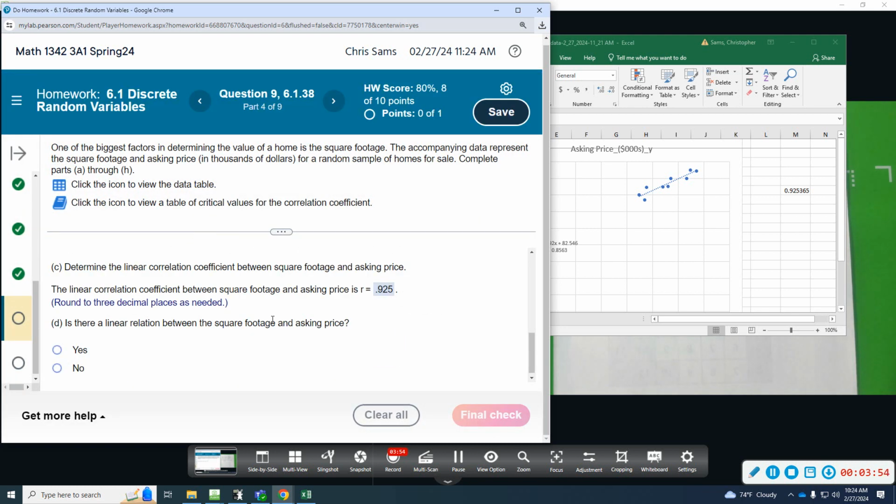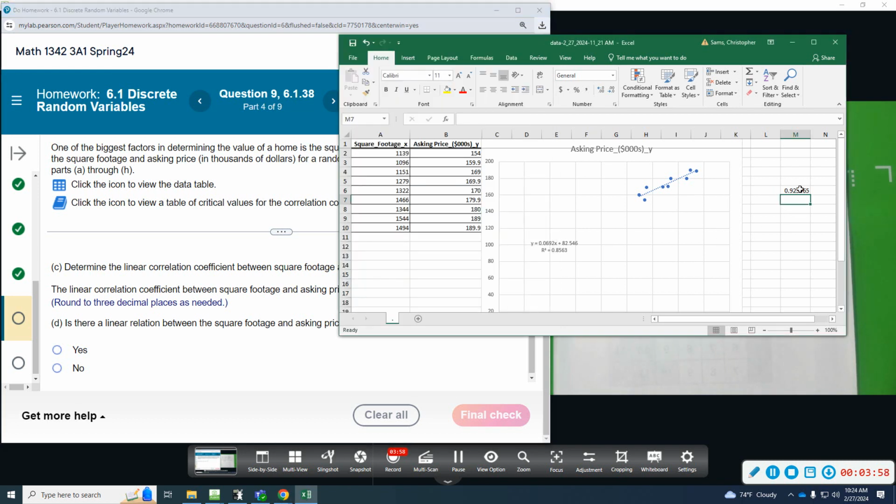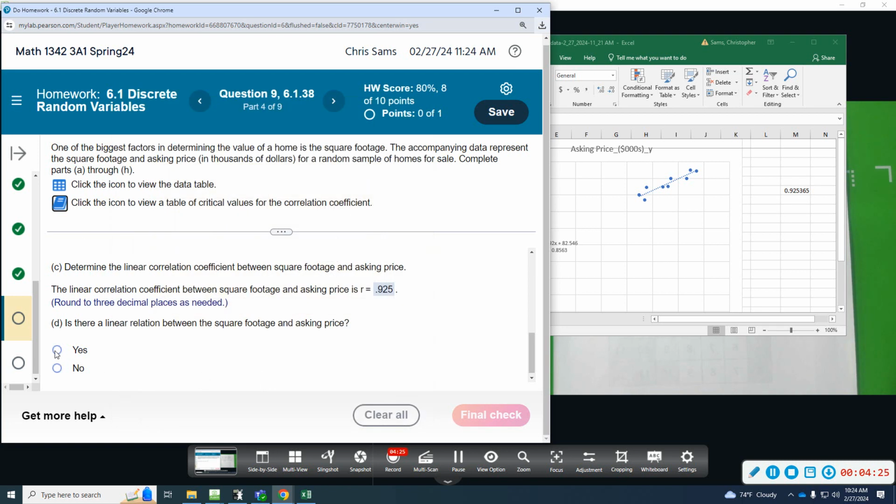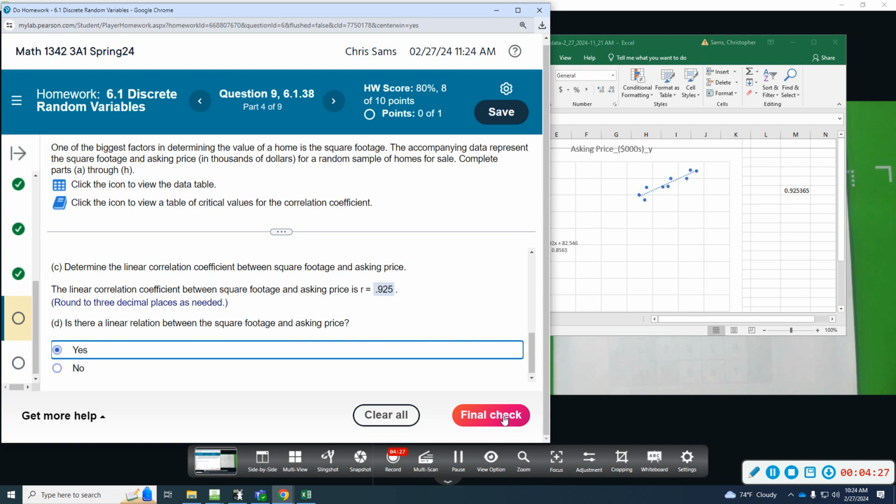All right, is there a linear relationship between square footage and asking price? Well, that depends on if my correlation coefficient is greater than the critical value. If I look and see how many data points we have: 1, 2, 3, 4, 5, 6, 7, 8, 9. So I'm looking for a critical value for 9. When I go down to 9, the critical value is 0.666. My correlation is higher than that, okay? So we would say yes, there's evidence of a linear relationship.